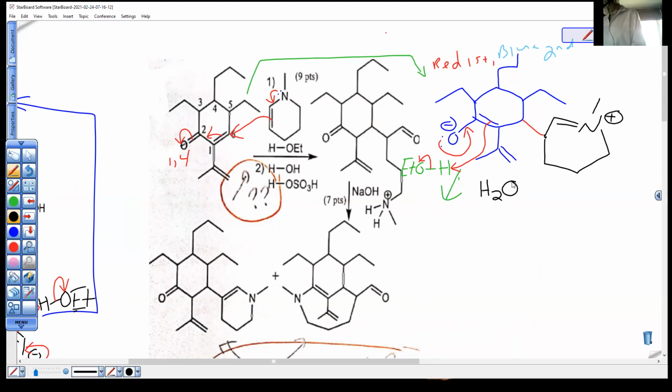I know it's a step 2. Maybe we should wait. The red's happening first. That takes care of step 1. I think I'm going to allow this one. This will come in after the 1,4 addition, and that'll generate this.